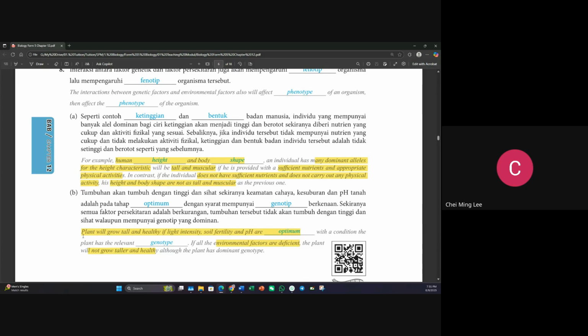So a plant itself will grow tall and healthy if the light intensity, soil fertility, and pH are optimum, under the condition that the plant has the relevant genotype. If all the environmental factors are deficient, means that 不够, not enough, the plant will not grow tall and healthy, although it has a very good dominant genotype. 也不可以。If you have enough nutrition but your genetics are not dominant, then also cannot. Because it's affected by both, and genetics comes first. Okay?